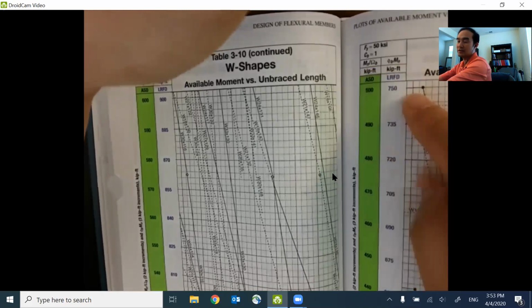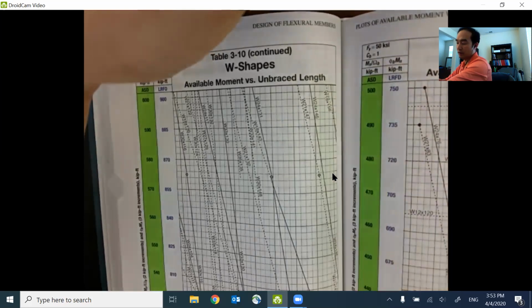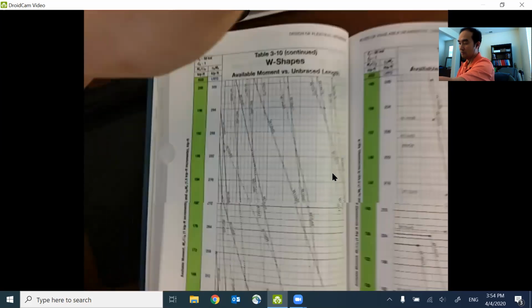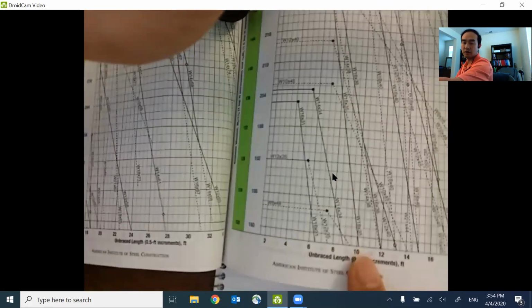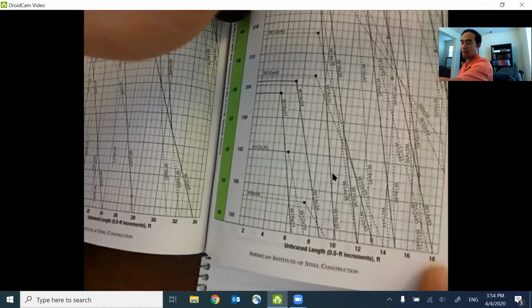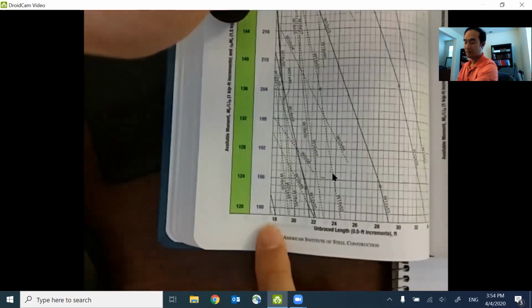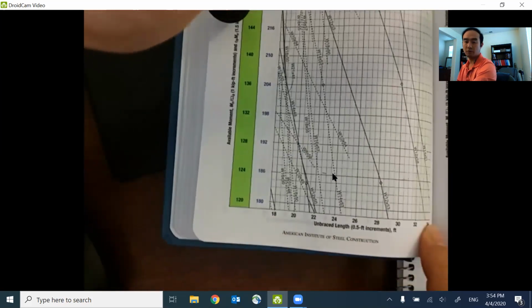Since we're using ASD, we're going to follow this line, and our target demand was 150. So I'm going to go on to the next page until we can see that range of the number. So this is up to 160. So this is the one. But this chart has unsupported length up to 18 feet. So we have to go on to the next page, which will provide from 18 feet up to 34 feet.